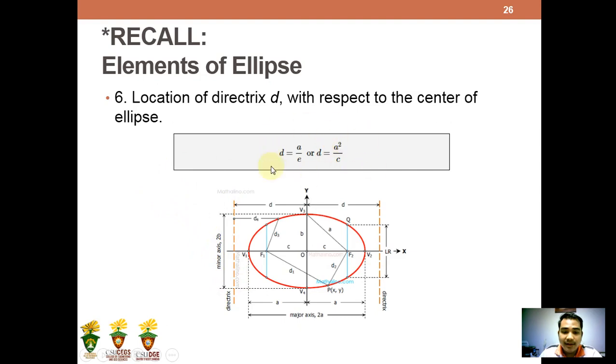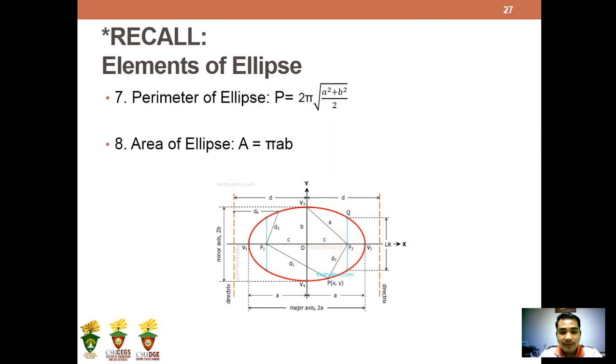And we have formula nga directrix is equals to A over E. No? A here is the semi-major axis and E is the eccentricity. Or, pwede po siya A squared over C. No? Again, A dria is ang semi-major axis and C is the distance from the origin padulong sa foci.